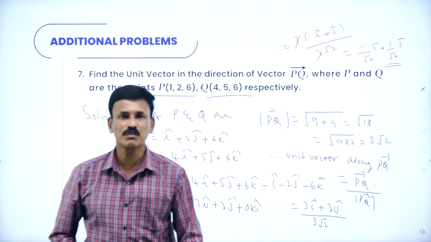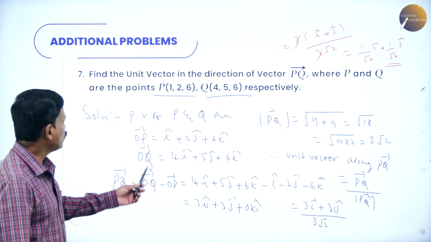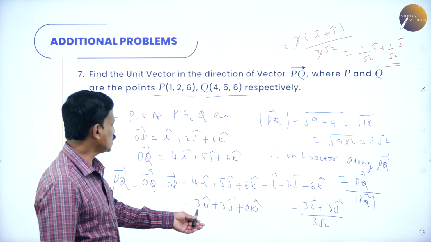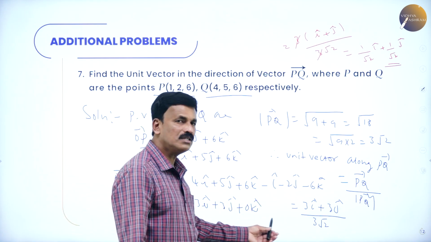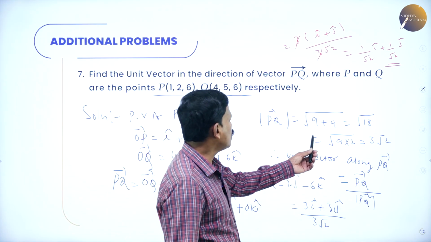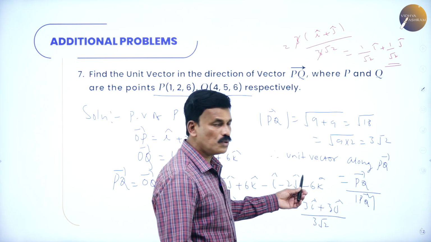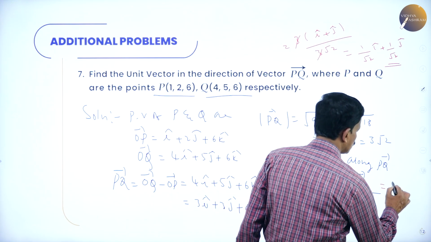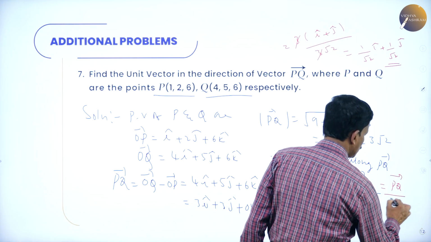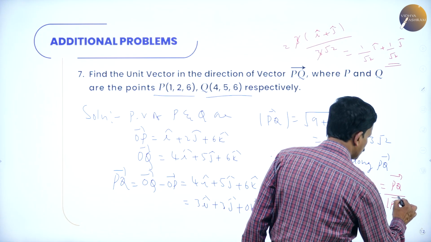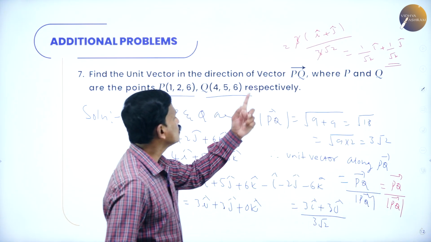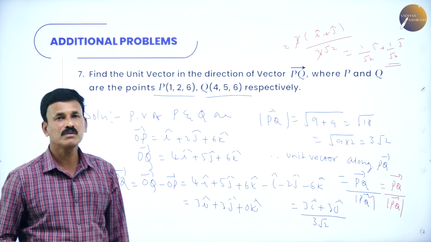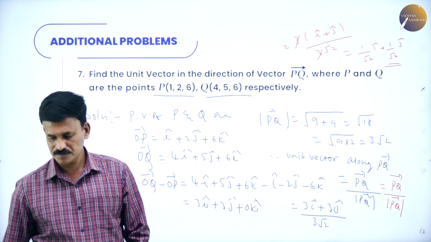First find out the vector PQ. That's all. Vector PQ is OQ minus OP, so that is equal to 3i plus 3j plus 0k. Find out the magnitude of PQ: square root of 9 plus 9, 18, that is 3 root 2. The unit vector along the vector PQ is vector PQ divided by length of vector PQ. So 3 common factor, i plus j by 3 root 2, 3 gets cancelled. 1 by root 2 i plus 1 by root 2 j is the required answer. That's it. That's all regarding this problem.